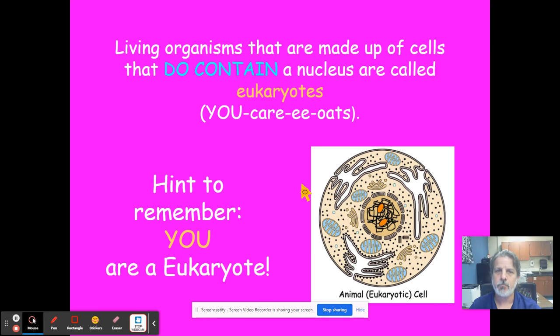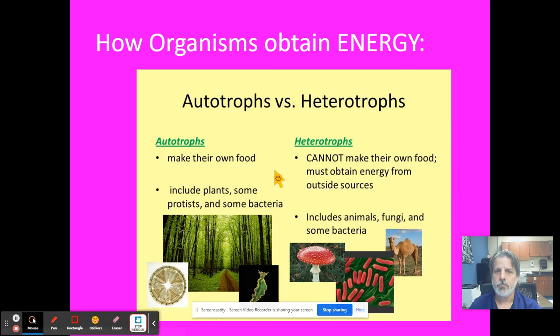So now what? We have autotrophs and heterotrophs, how organisms obtain energy. So how do they obtain energy? So we have autotrophs, which make their own food. That's all of your plants and some of your bacteria. And you have heterotrophs, which can't make their own food. They have to go out and obtain it from somewhere.